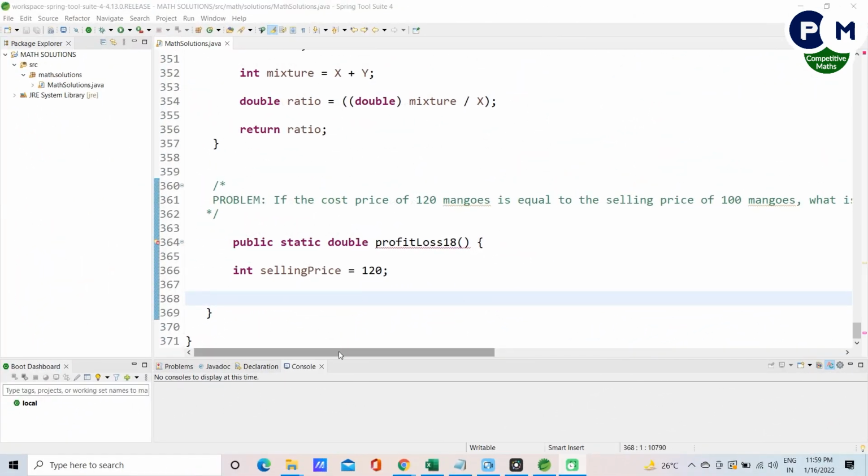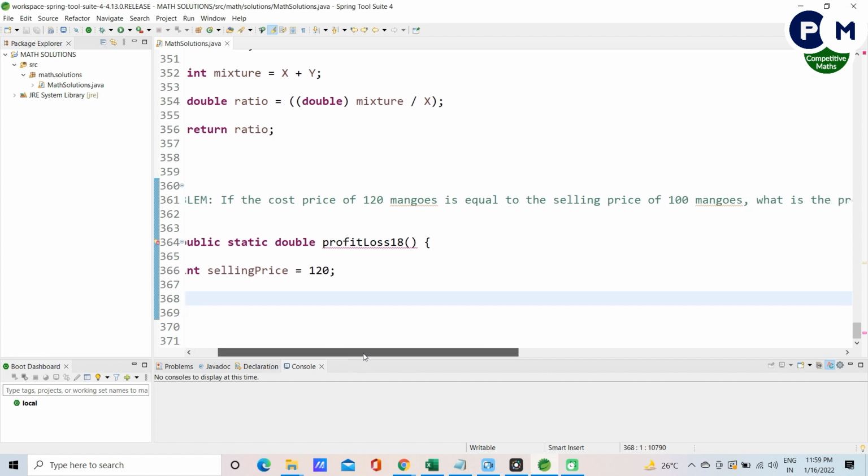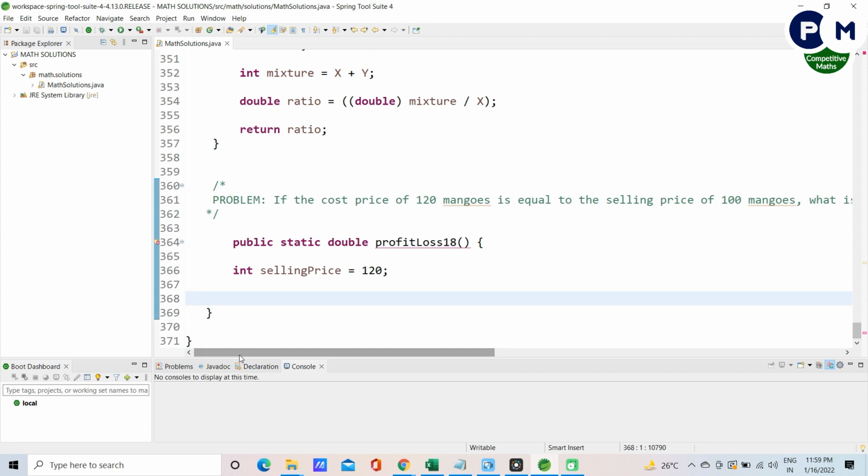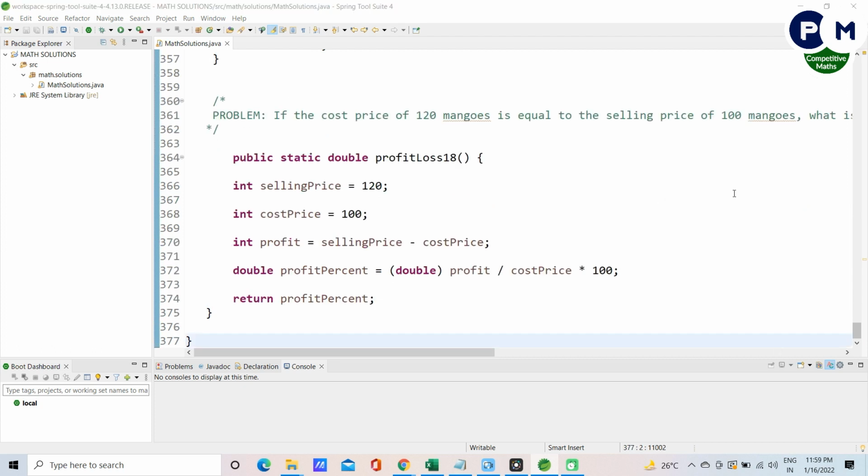Here is the problem statement. I am going to define a new method for determining the profit percent for earlier solved problem 1. Define the selling price and cost price member variables and initialize them.